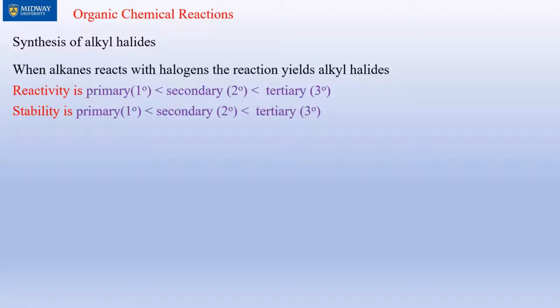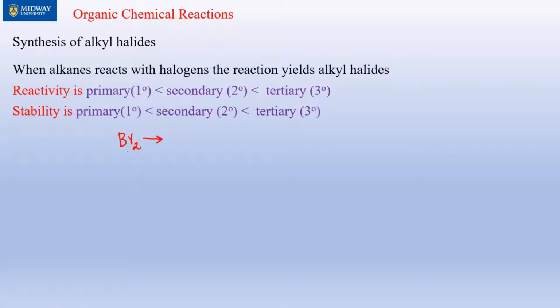So stability has to do with the product itself. Reactivity has to do with the reactant itself. But either way, the idea of primary, secondary, and tertiary stays the same. So how do we go about it? But before we actually get started, let's say we have an alkane like this. But first we have to talk about something else, which is free radicals.